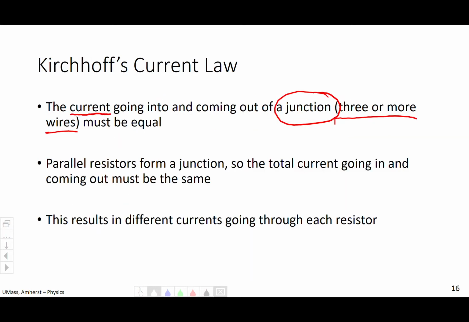Okay, so the current going into and coming out of this junction must be equal. That means we have the same amount of charge. Okay, this actually is a result of the conservation of charge. So if we have a certain amount of current going into a junction, that means that is a certain amount of charge. We cannot create or destroy charge. Therefore, however much charge goes into a junction per second, that same amount of charge must come out of that same junction per second. Okay? Same amount of current, same amount of charge.